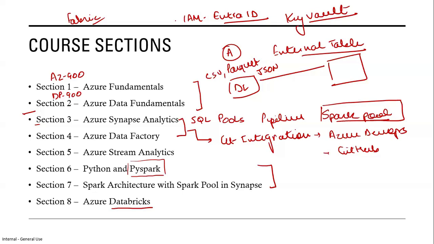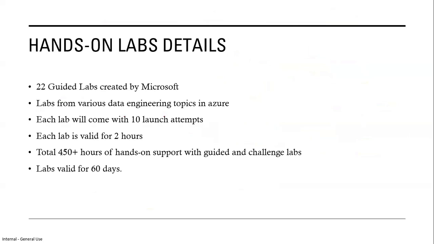All right. Now let's talk briefly about the hands-on labs. As I said, you'll receive credentials on the scalable platform, where you can log in and work with these hands-on labs. You'll get around 22 guided labs, created and curated by Microsoft themselves, on various data engineering topics. Each lab will have 10 attempts and each attempt will be valid for 2 hours. So the moment you launch the lab, the environment will be valid for 2 hours, and each lab can be launched 10 times.